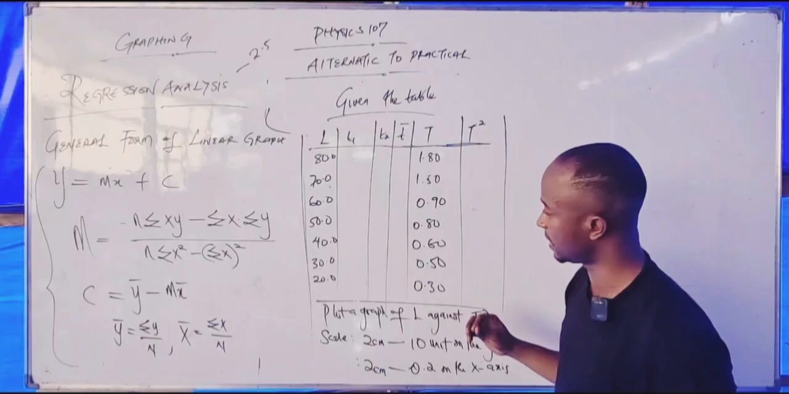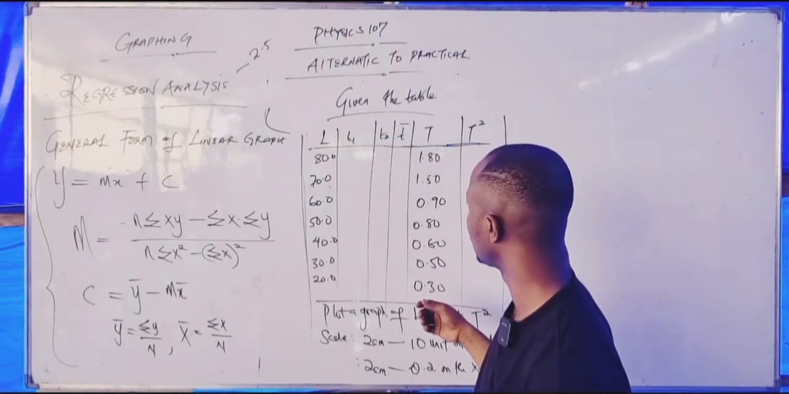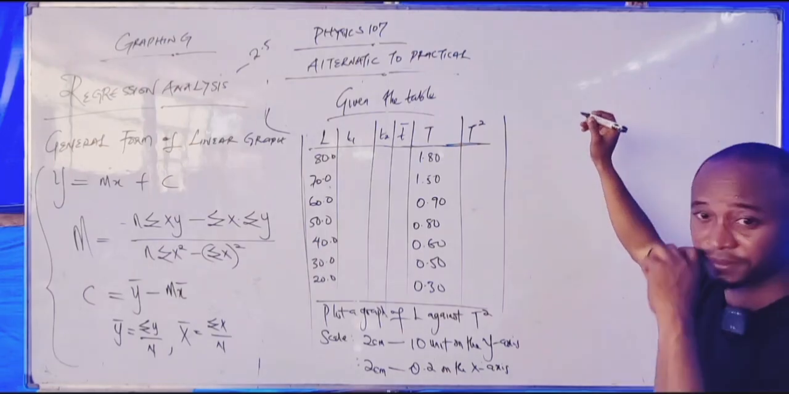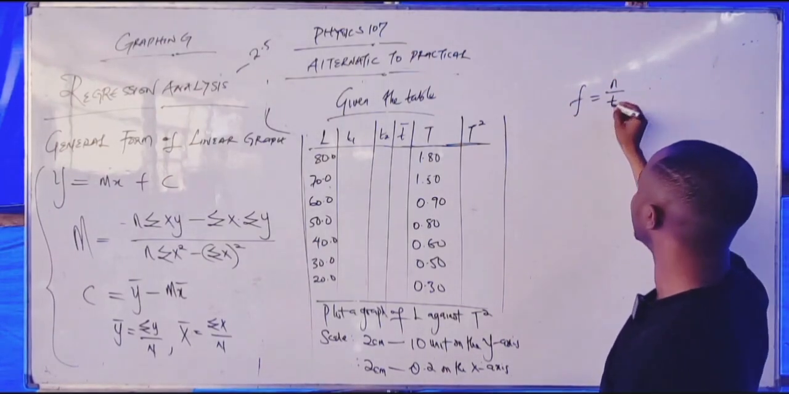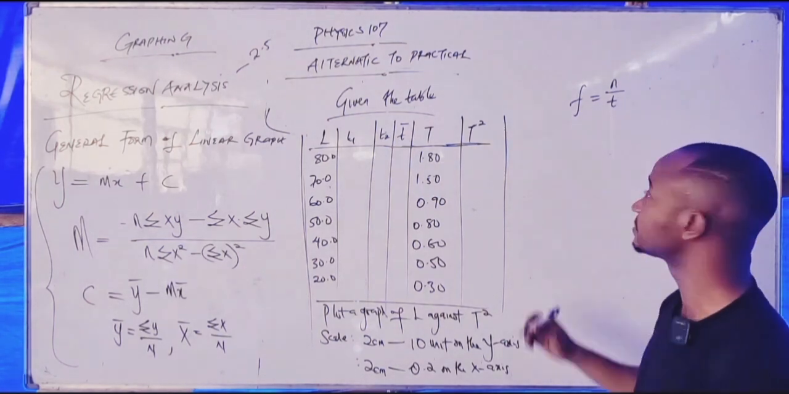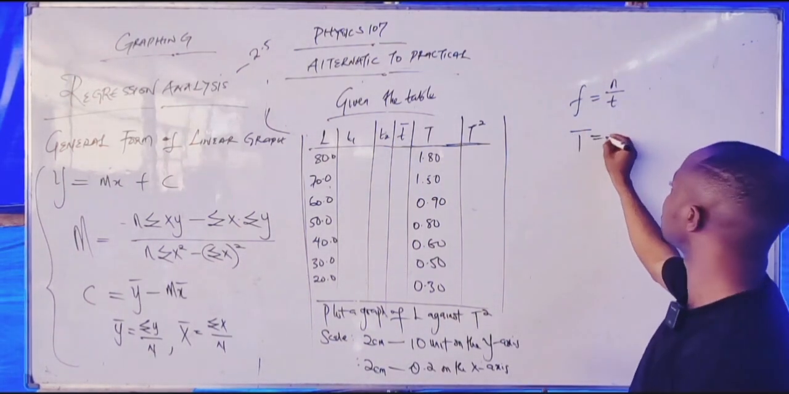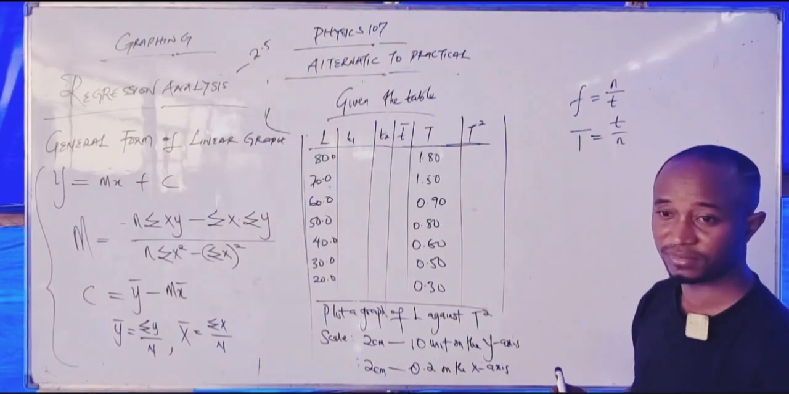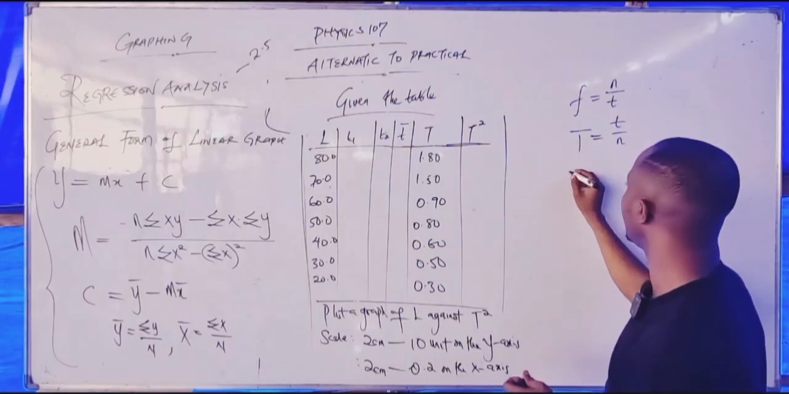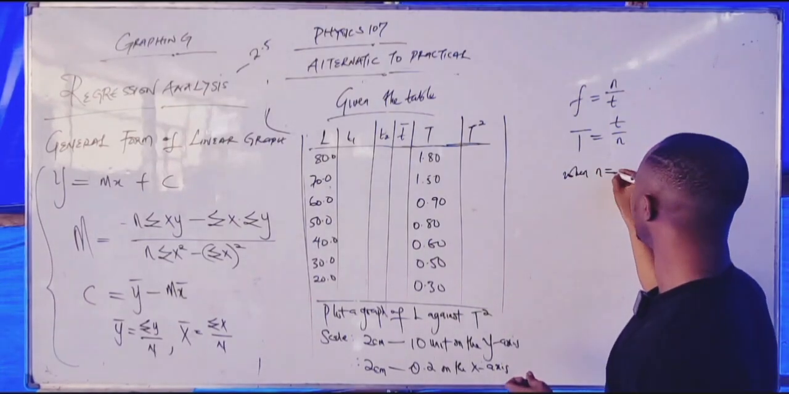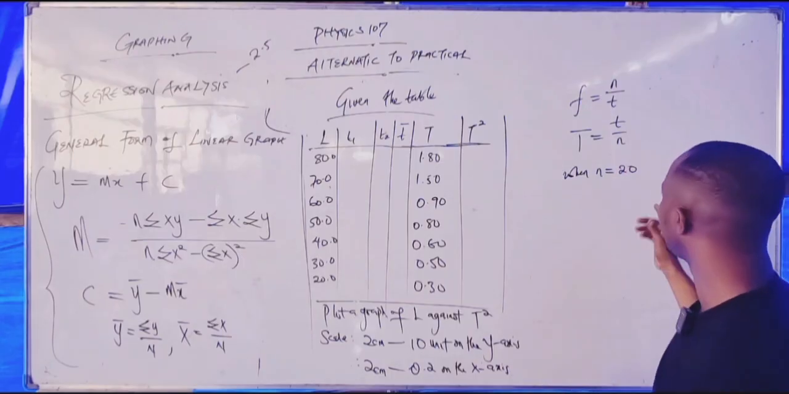Now let's look at this. The lecturer says complete the table. You are aware that frequency is number over time. Period is the inverse of frequency, which is time over number of oscillations. How many oscillations were given? Was it 20? Okay, so when n is equal to 20. Are you following?